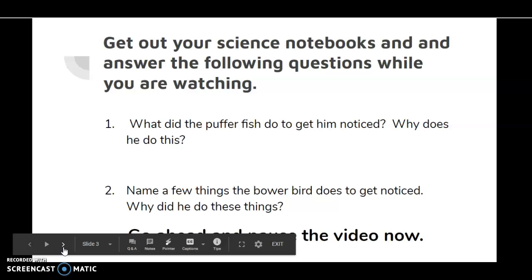So first, what did the pufferfish do to get him noticed? And why does he do this? And next, as you watch the video on the bowerbird, I want you to name a few things the bowerbird does to get noticed. And why did he do these things?